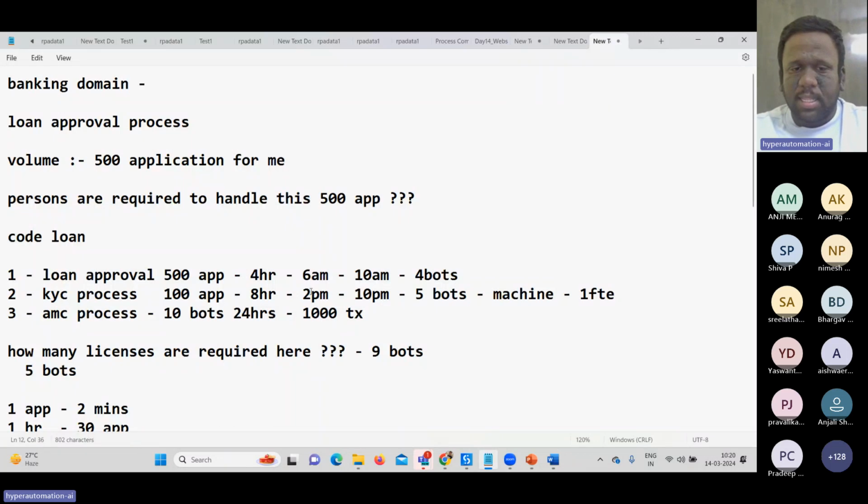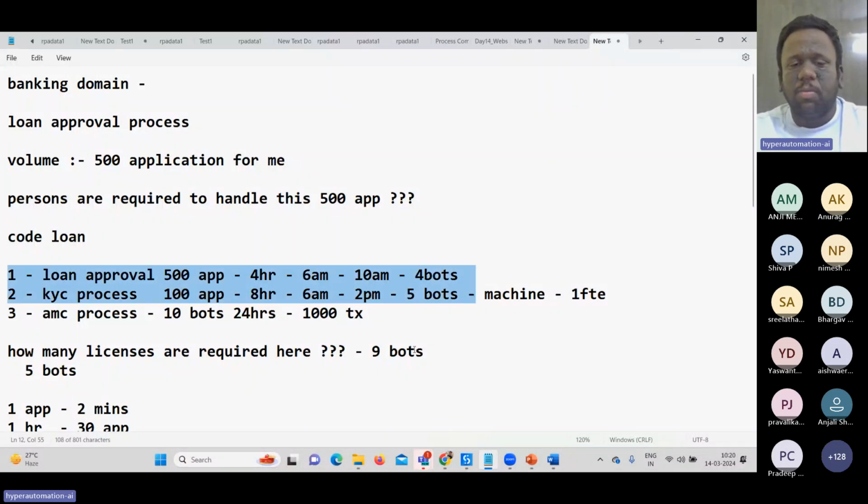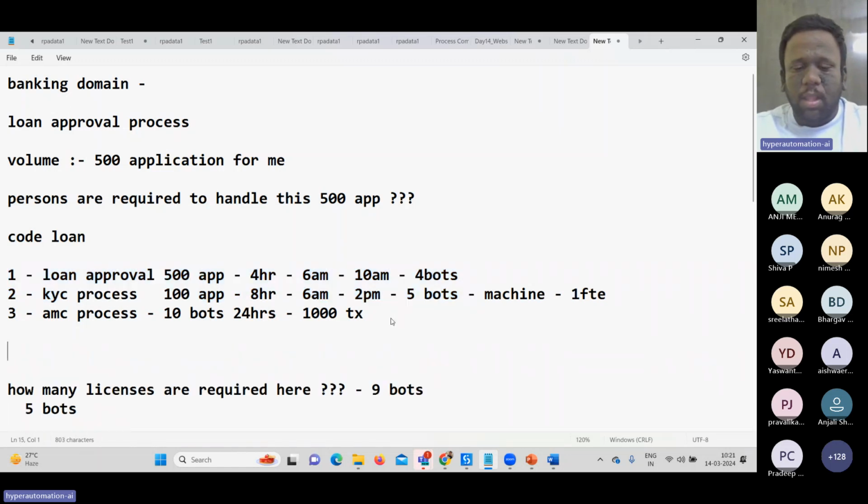But again, let's say you want to run the same process from morning 6 a.m. to around 2 p.m. So it requires 9 bot licenses, but earlier it required only 5 bots. At the same time, if you try to run it, it requires more licenses to be purchased. So that is what we call load balancing.